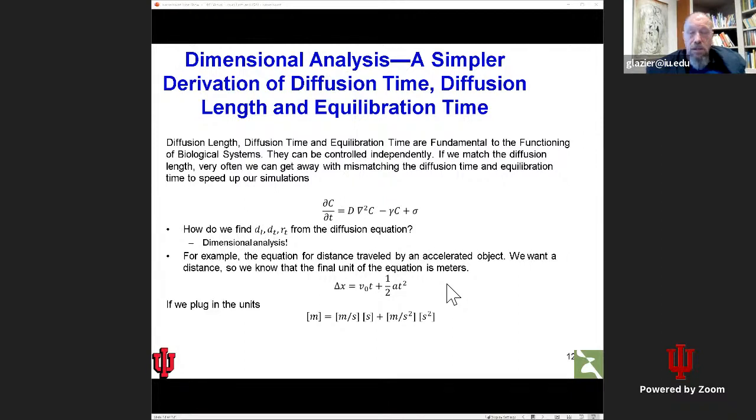What about the units? The distance has units of meters, or in our world with cells would be microns. Velocity has units of what? Distance per time, meters per second. Time has units of time, measured in seconds. 1/2 doesn't have any units. Acceleration has what units?